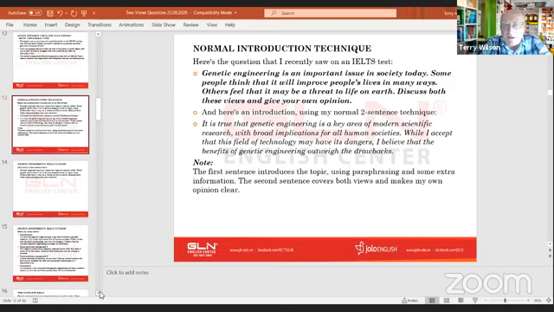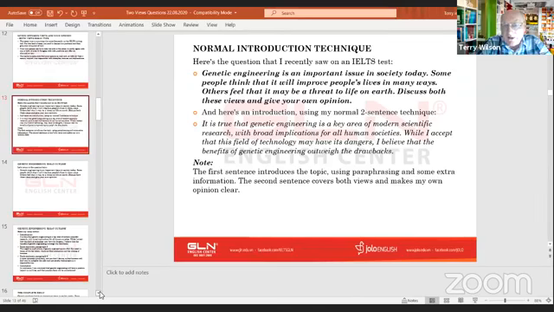So here's an introduction using my normal two-sentence technique. Again, notice how I started. It is true that genetic engineering is a key area of modern scientific research with broad implications for all human societies. While I accept that this field of technology may have its dangers, I believe the benefits of genetic engineering outweigh the drawbacks.